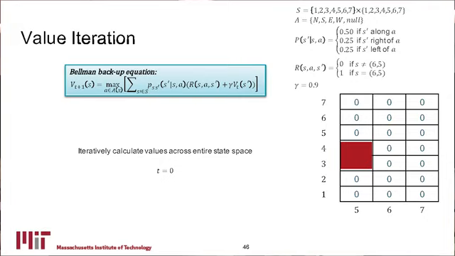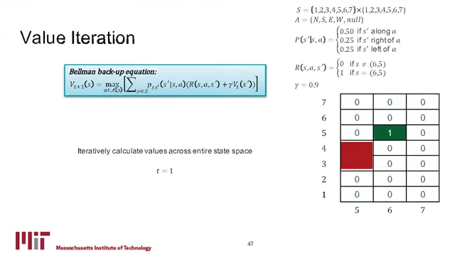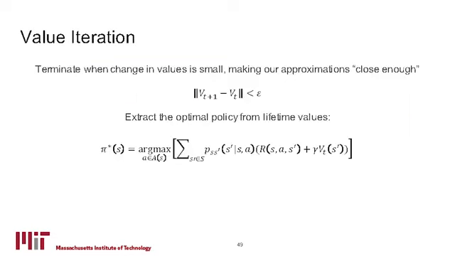So what this would end up looking like is we're going to iteratively calculate the values across the entire state space. At t0, we determine that all the values are 0. At t1, 6.5 gets a value of 1. And at t2, we see that value start to propagate out. Makes sense? The way this works is you would repeat those iterations until your changes in value become small enough, which would indicate that your approximation is close enough to the real value.